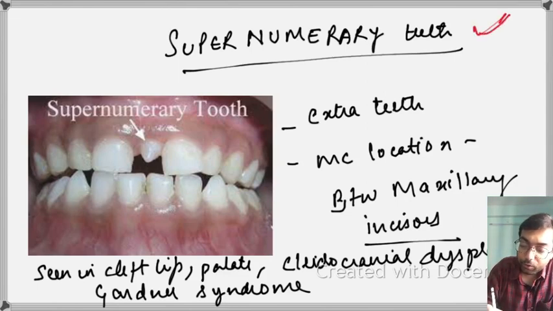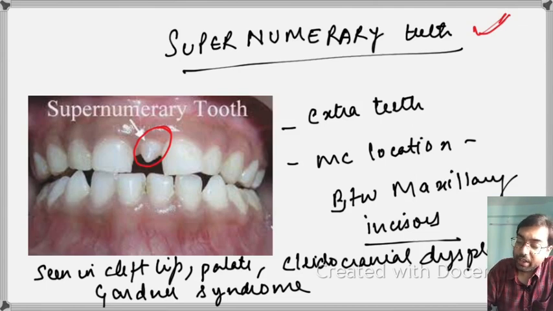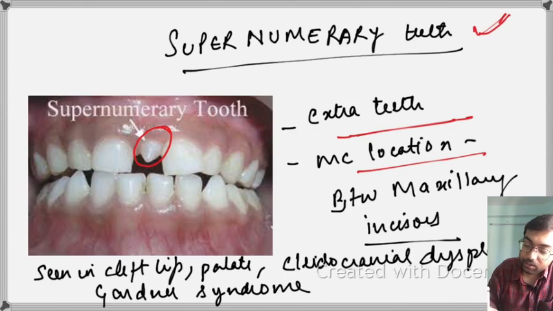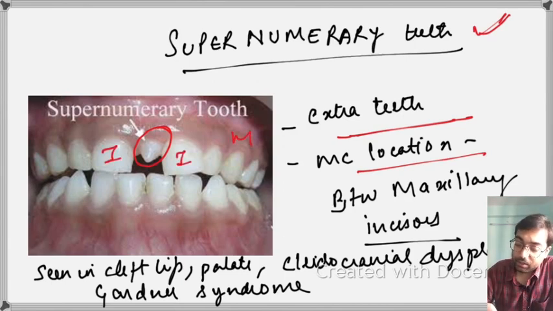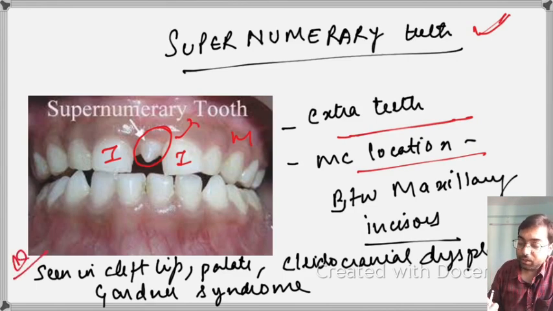In this photo you can see that this is a supernumerary tooth. What is supernumerary teeth? Supernumerary teeth is extra teeth. Most common location is between the maxillary incisors. This is the maxilla, these are the incisors, and in between the incisors this is the supernumerary tooth. Okay, and what are the cases in which it is seen? It is seen in cleft lip, cleft palate, cleidocranial dysplasia, and Gardner syndrome.